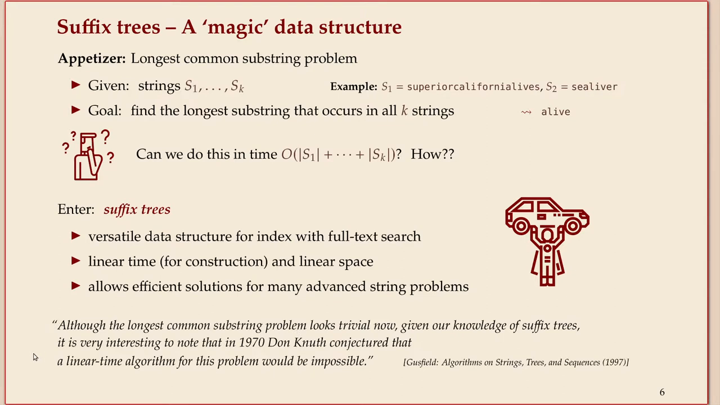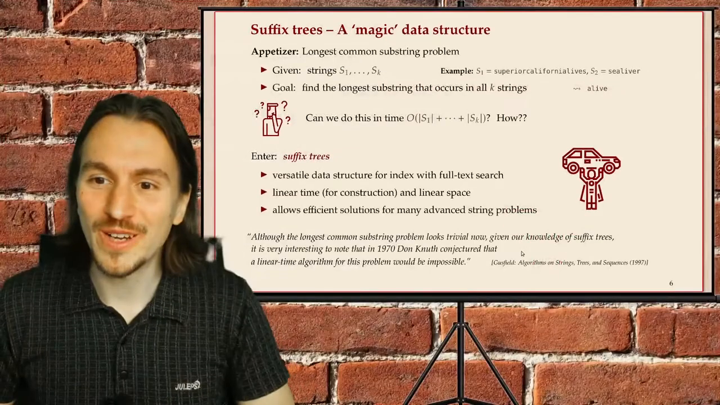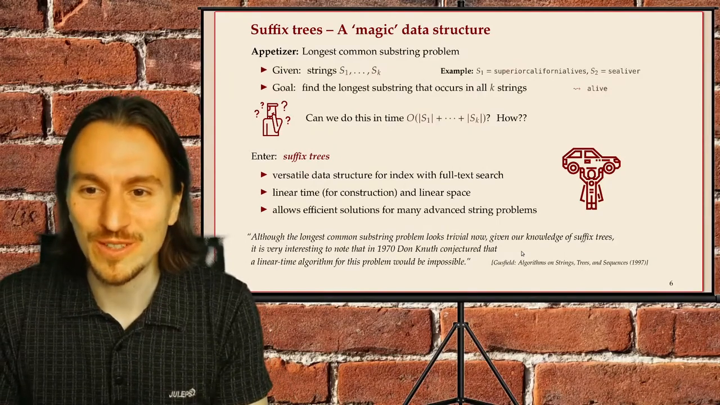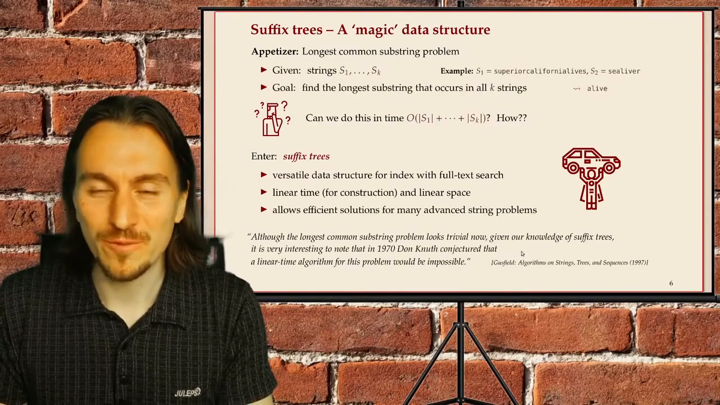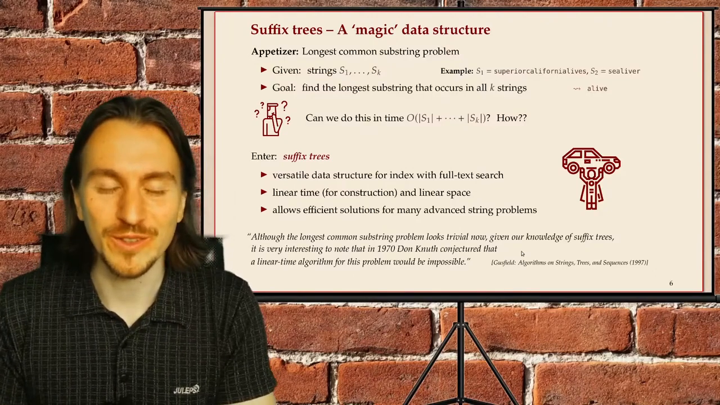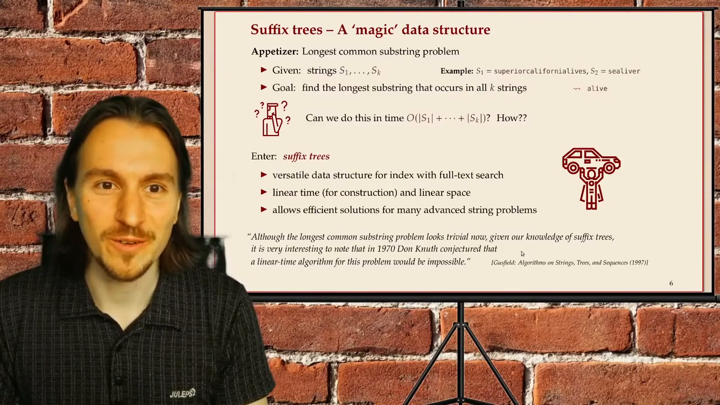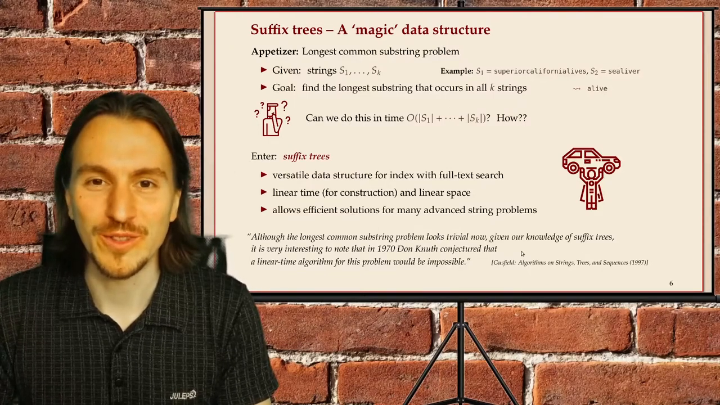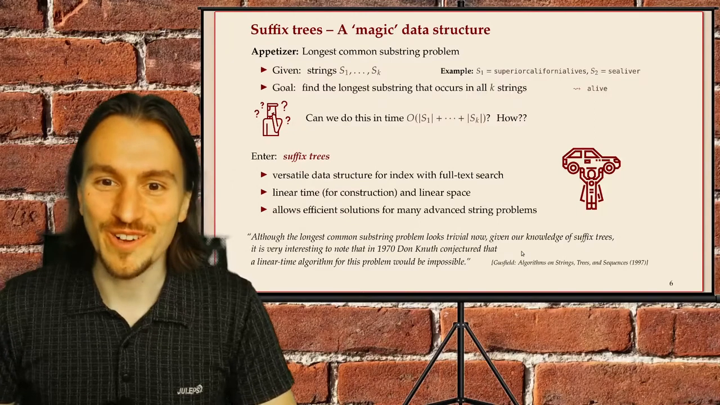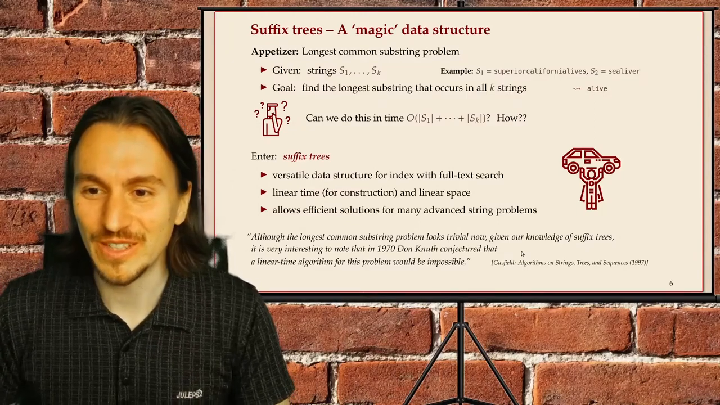And to give more weight to this claim, here's a quote from a book. Dan Gusfield has written this book, which is essentially the Bible on suffix trees. It's the most comprehensive book of applications of suffix trees. And he says, although the longest common substring problem looks trivial now, given our knowledge of suffix trees, Don Knuth, famously known as the inventor of LaTeX, but also the author of the influential book series The Art of Computer Programming, in a sense one of the fathers of theoretical computer science and the analysis of algorithms, and a very clever person, called a genius by many, etc.